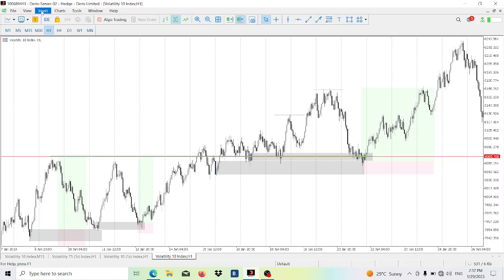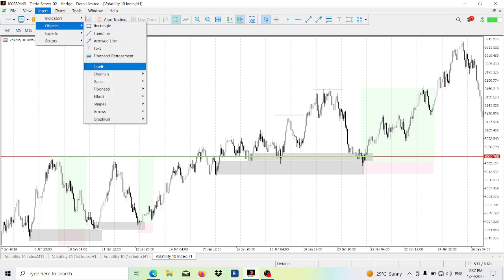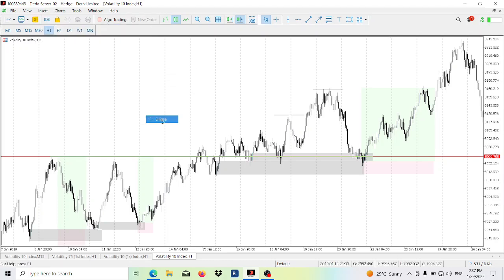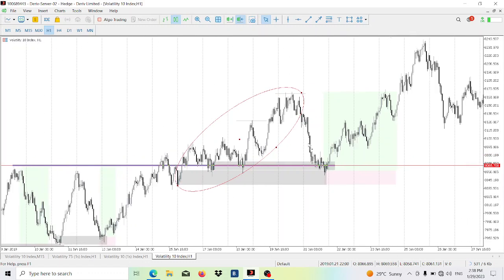Let me just look for insert, objects, shapes, ellipse. See this move from here to here, from here to here. This whole move was caused by this down candle. It was a bit erratic, but it was caused by this down move. Then when price came to it again, that's when we buy.